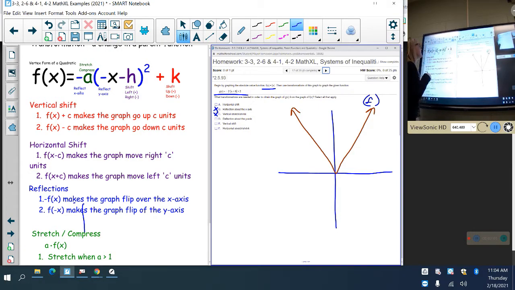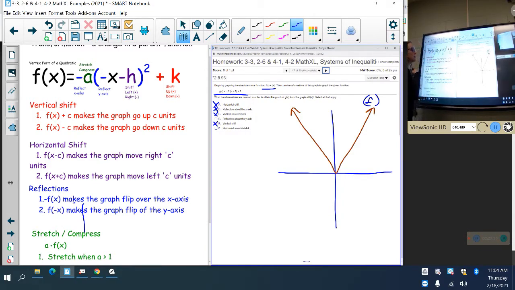Plus 6 on the inside is the purple part. Addition means we're going left, so that means we're going left 6. It doesn't say left or right, but purple is a horizontal shift. So we are going to have a horizontal shift. And then plus 2 at the end is the red part over here on this graph. So plus 2 is going to move it vertically, which means we're also going to have a vertical shift.